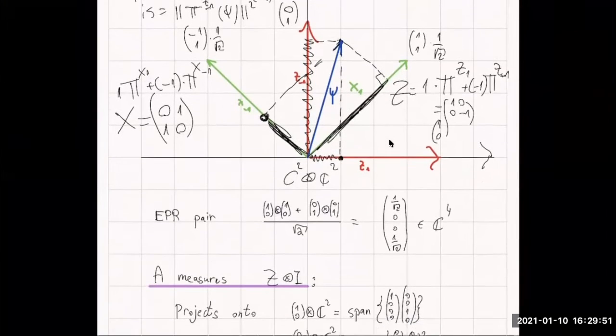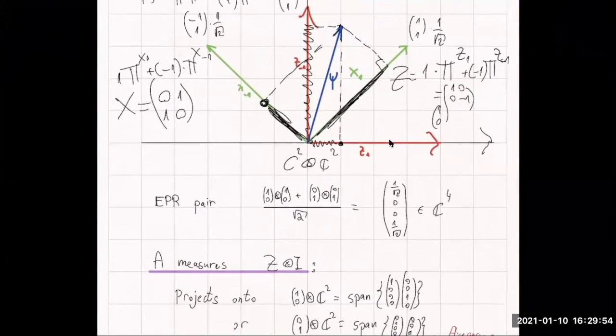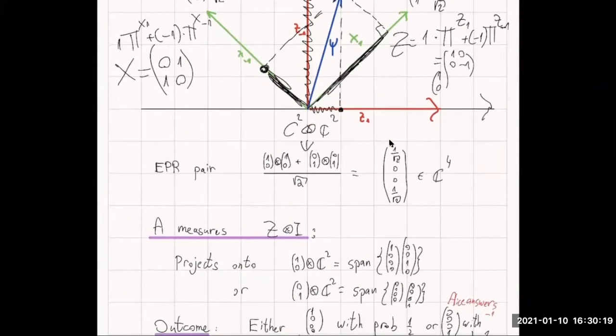Great. Now I'm talking about the EPR pair. The EPR pair is just this vector inside C² tensor C². But since I'm using the Kronecker product, this is just a specific vector in 4-dimensional complex space. It's just 1 over square root of 2, 0, 0, 1 over square root of 2. You can think of it as just this vector. And now I want to ask, what does it mean?